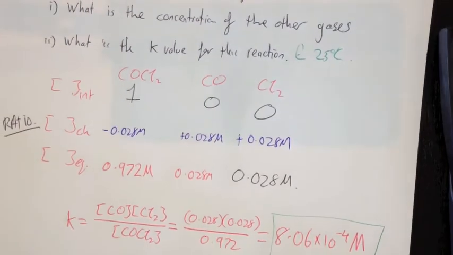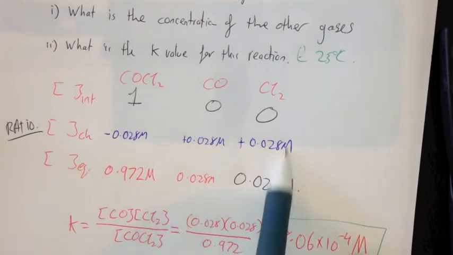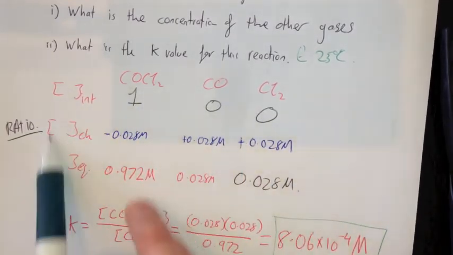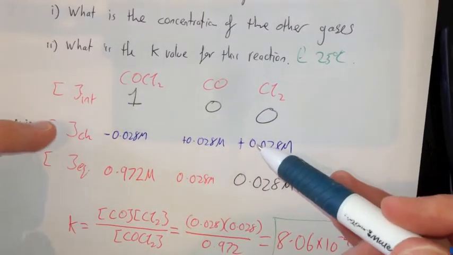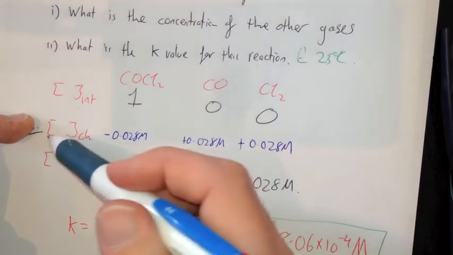Hopefully that gives you a bit of understanding of how to do these questions involving this table here: initial, change, equilibrium. Your change is where you use your mole ratio.